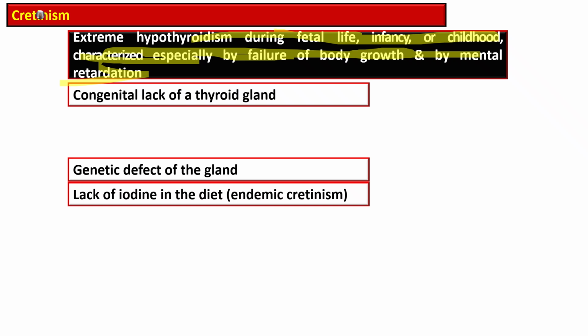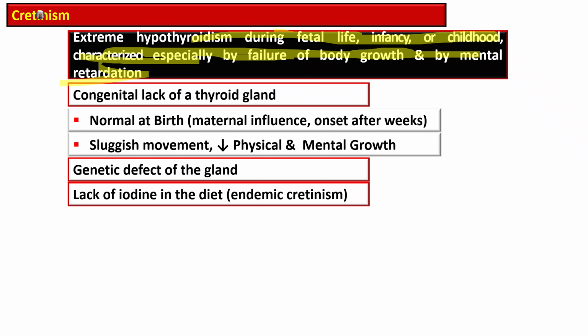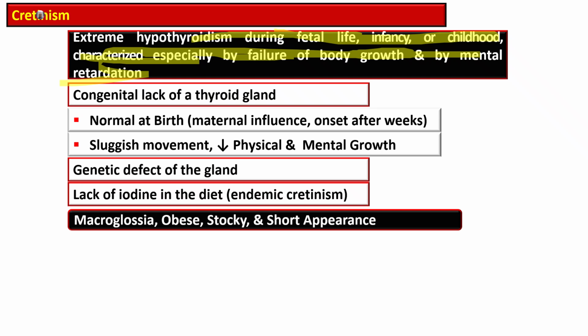Then there is another condition, that is endemic cretinism, that is caused by dietary iodine deficiency. So the child may appear normal at birth due to maternal thyroid hormone. After a few weeks, movement becomes sluggish and growth, both the physical and mental, slows down dramatically. So the child will have macroglossia. He is obese, stocky, and short in appearance.